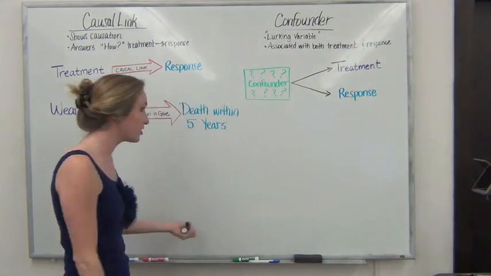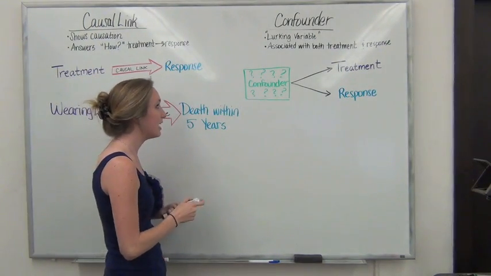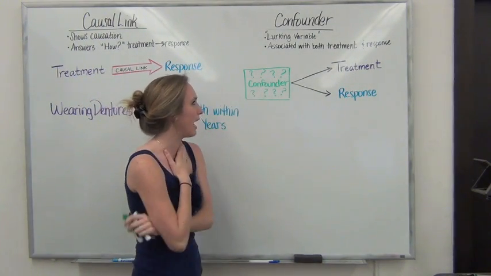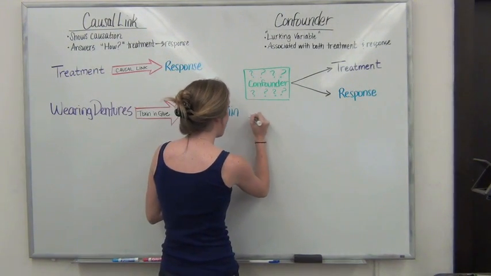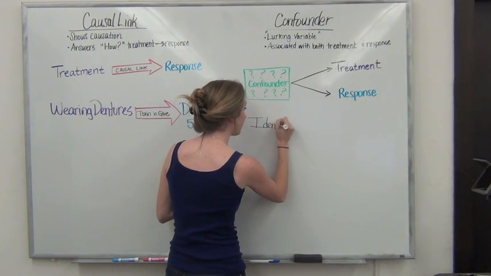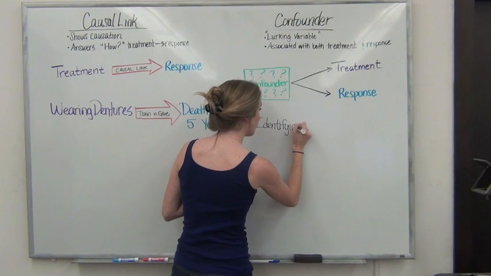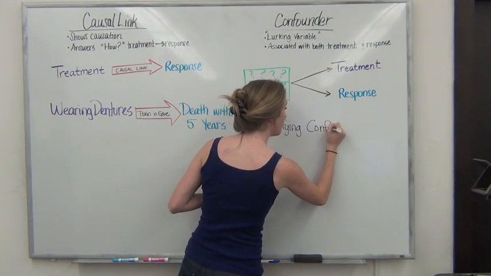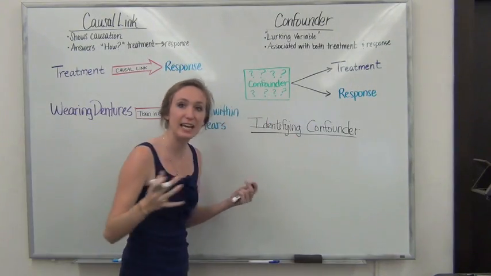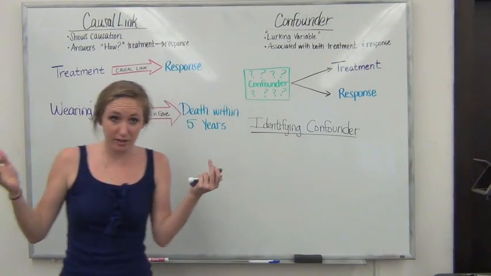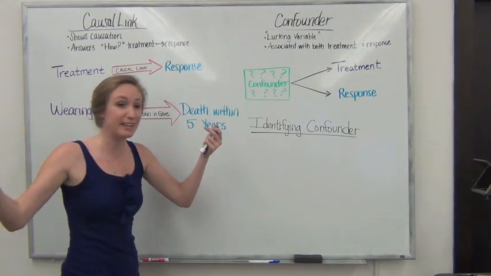Well, let's go back to our denture example and see if we can find something to fit in this confounder box. Well, how do we identify a confounder? Let's start there. Identifying confounders. So how do we go about identifying a confounder? If it's this hidden variable that nobody's ever thought of yet, if it's hidden, how do we find it?